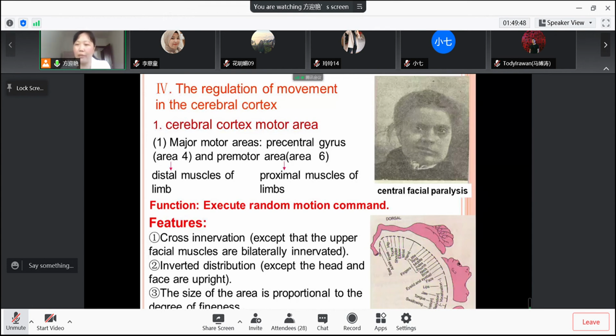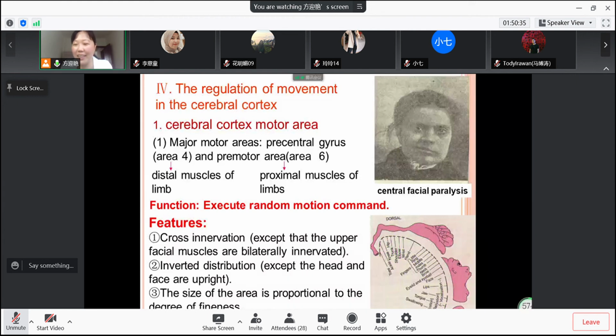So I hope you understand that the size of the motor area on the cerebral cortex is proportional to the degree of finesse of the muscles. If the muscle movement is fine, the size is large. If it is not fine movement, the size of the area is small. Understand?